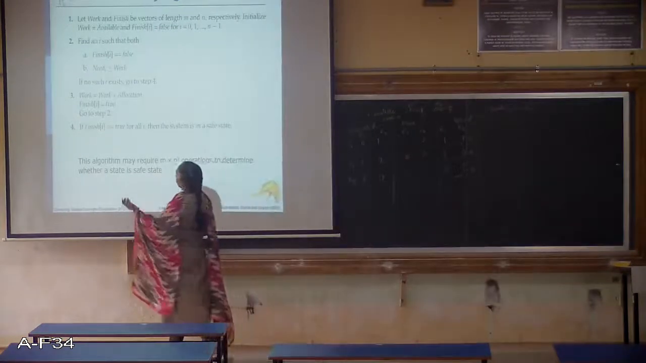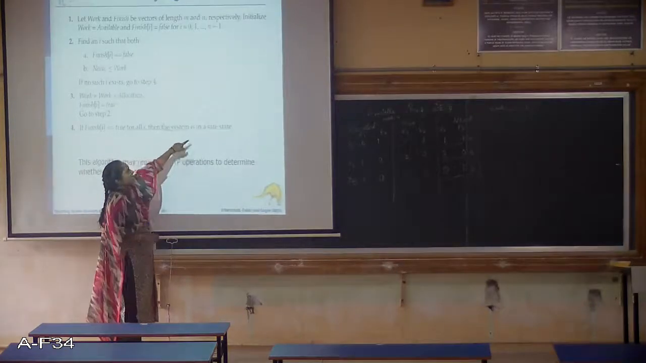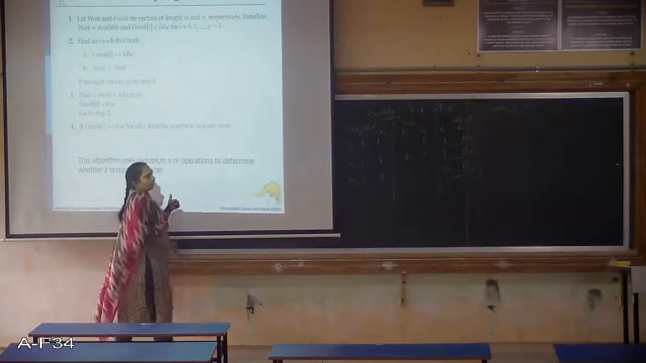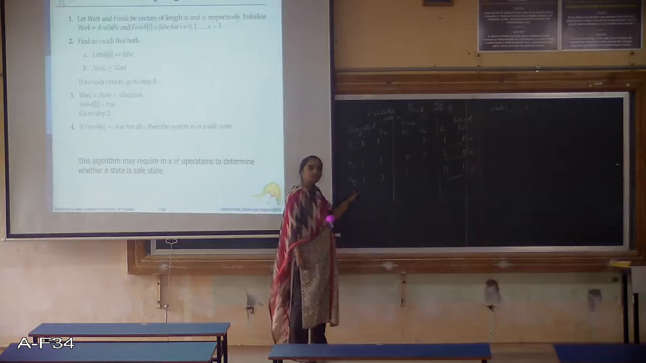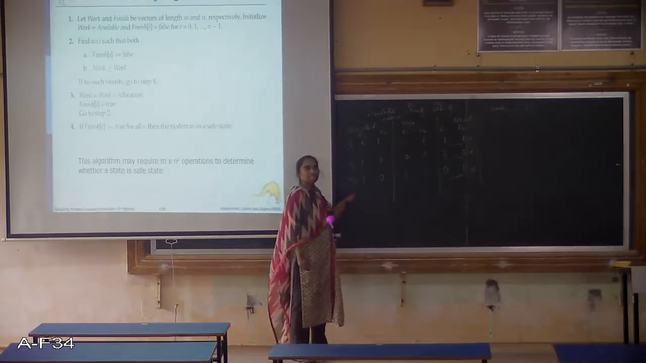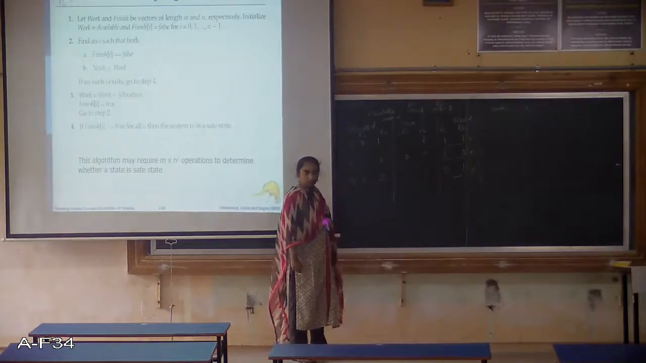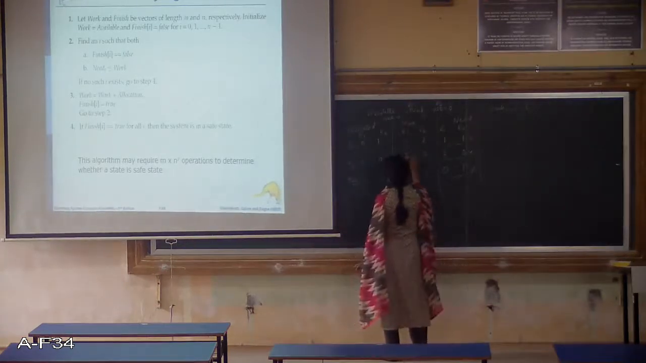So if there is no such i that exists, go to step 4. If Finish[i] is equal to true for all i, then the system is in a safe state. But none of the processes have finished execution. So all of them, Finish is still false. So it means that this state is an unsafe state. It's a deadlock state. Correct?